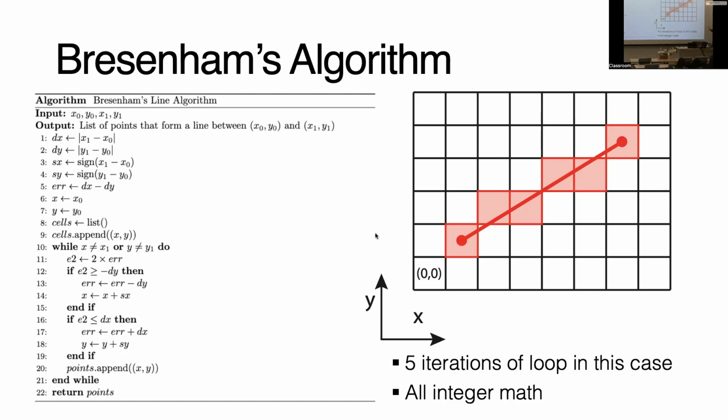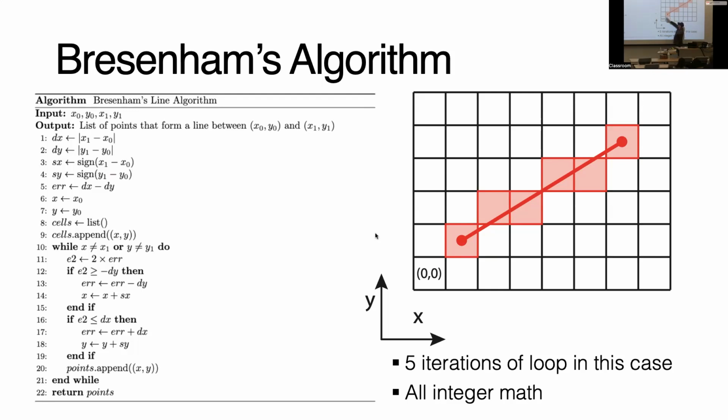So we keep track of SX and SY, and then we have some total error. Eventually, we want that error to go to 0. So we start out at our initial point, and then we check our error to determine whether we're going to step in the X direction, or the Y direction, or maybe both. So step in the X or step in the Y or both.